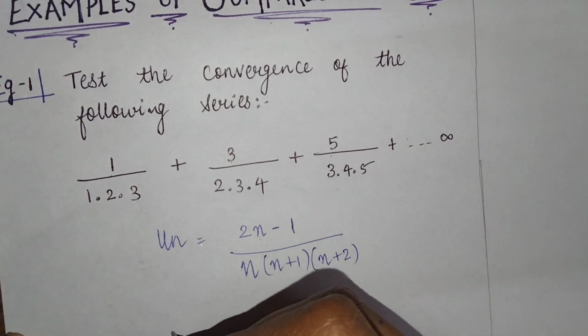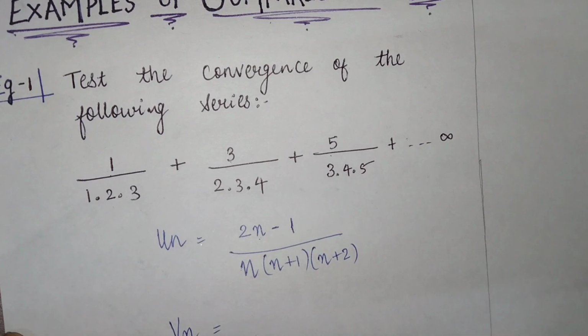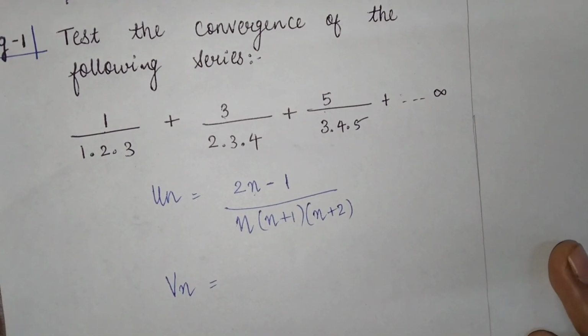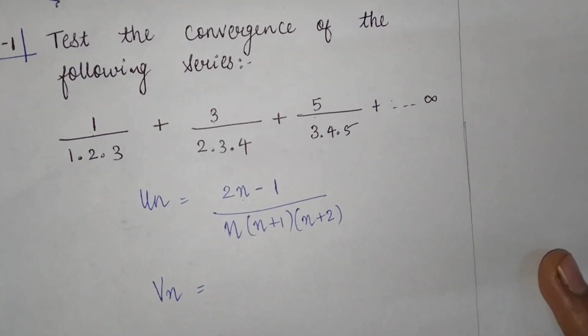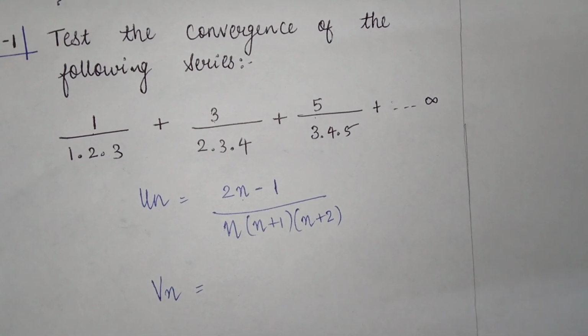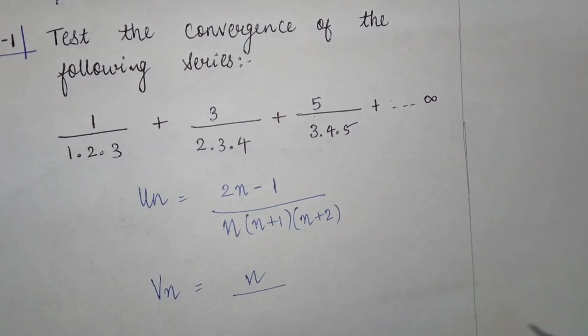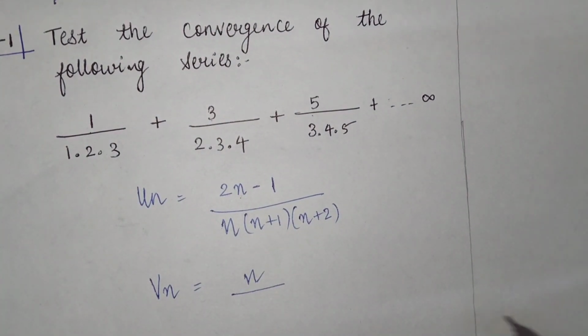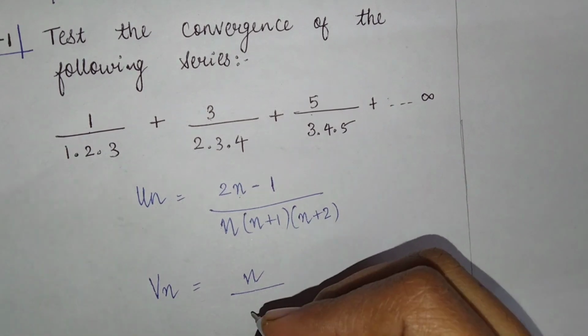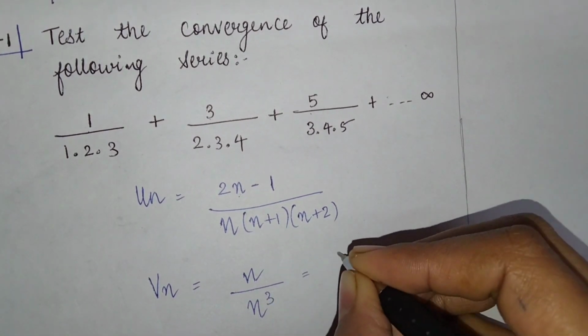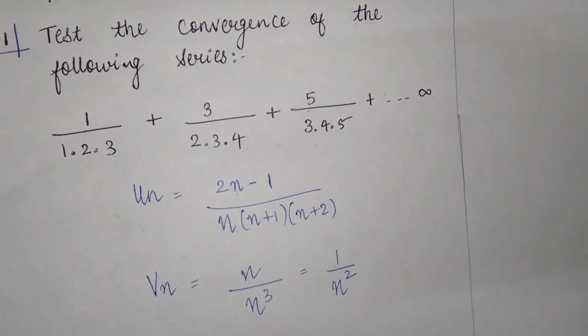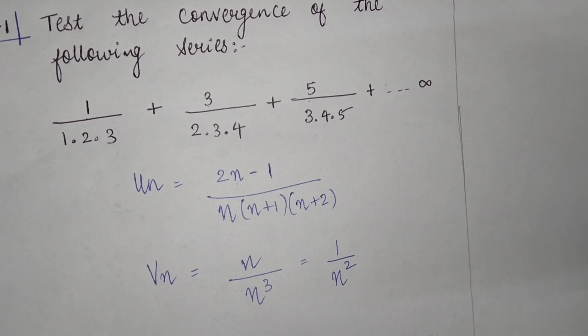So now we will find Vn according to comparison test. What will be the Vn? That is the n terms from the numerator part and the denominator part. In the numerator part we have only one n, and in the denominator part we have 3 n's, that is n cube. So we can write 1 by n square. So our Vn is 1 by n square.